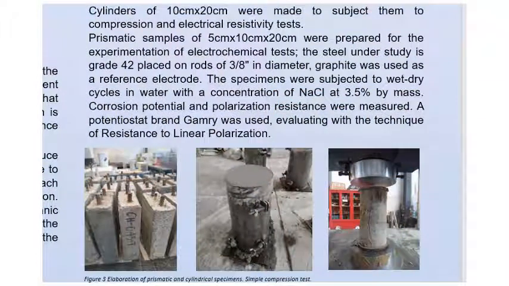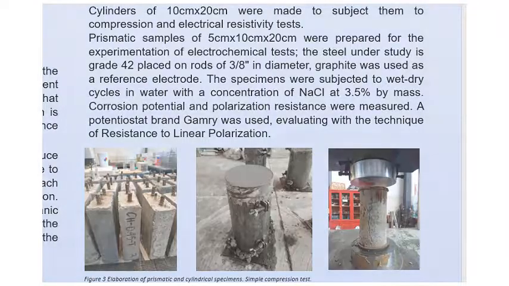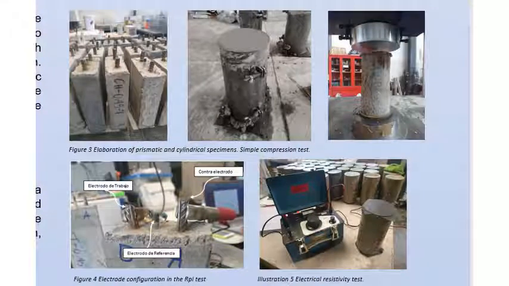Cylinders of 10 times 20 centimeters were made to subject them to compression and electrical resistivity tests. Prismatic samples of 5 times 10 times 20 centimeters were prepared for the experimentation of electrochemical tests. The steel under study is grade 42, placed in rods of 3/8 inches in diameter. Graphite was used as a reference electrode.